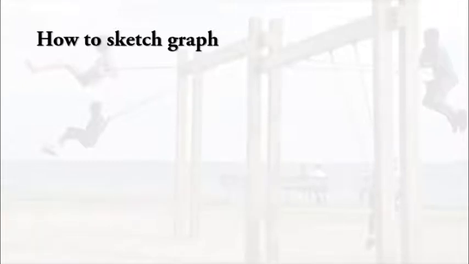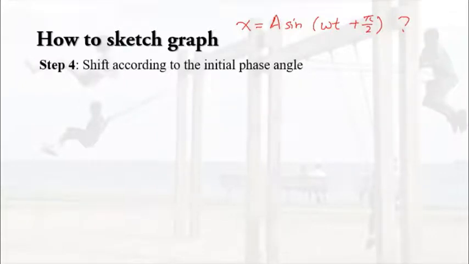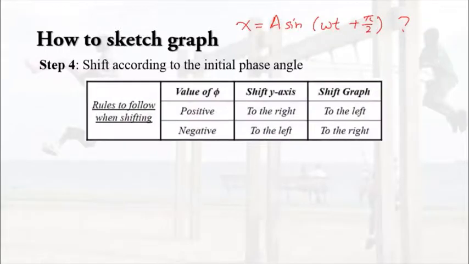But what if you are given a graph with an initial phase angle? For example, now you are given a graph, let's say x equals A sine omega t, with an initial phase angle pi over 2. So what are you going to do? You are going to shift the graph. How to shift the graph? There are rules for you to follow. This is the rule to use when you want to shift the graph. If you have a positive initial phase angle, you can choose either to shift the y-axis or to shift the graph. You have 2 methods, and I'm going to show you both now.